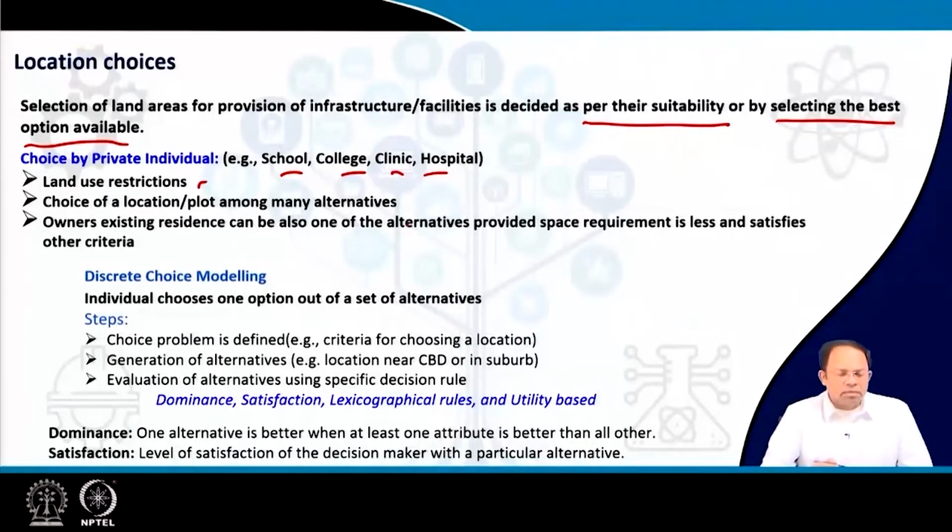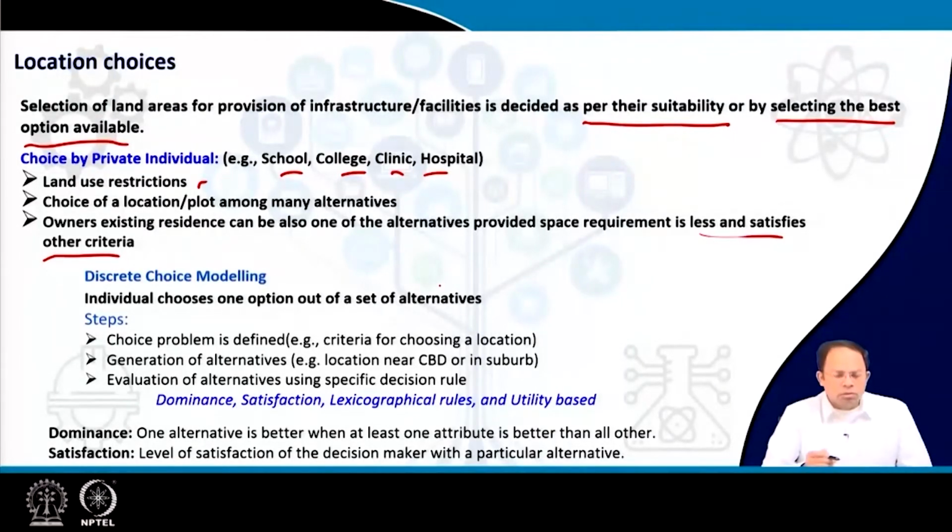Now, the owner's existing residence can also be one of the alternatives, provided the space requirement is less and it satisfies other criteria. For example, sometimes a kindergarten school is opened at the neighborhood level, in one of the premises of that particular owner. It's a small business, or if you want to put up a clinic, it could happen in the ground floor of somebody's house, right? So all these options are also available. So this becomes one of the alternatives out of all the alternatives available for a person to choose.